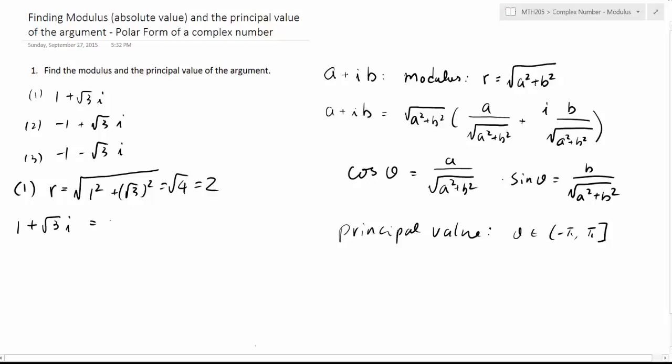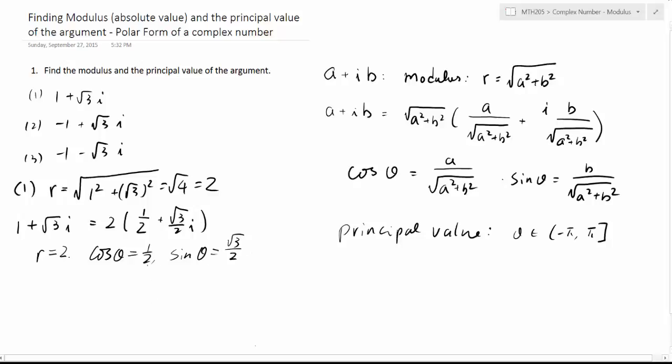So this one is equal to 2. We put the modulus in the front, and then since we are multiplying this expression by 2, we balance it by dividing by 2 throughout this number over here. That's what we have. And then from this expression, we recognize that r, of course, is 2, and cosine theta is 1/2, and sine theta is root 3 over 2.